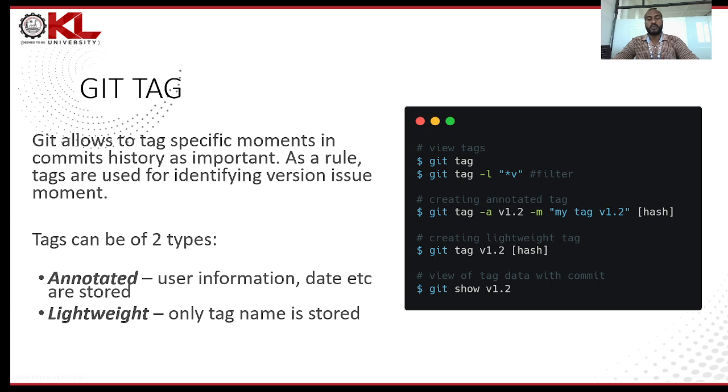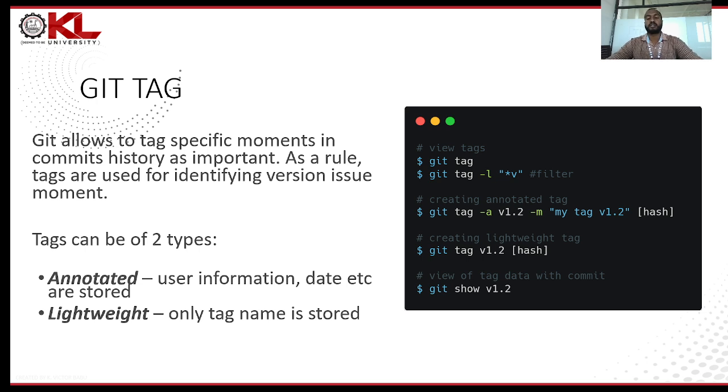So there are two categories. One is annotated and the other is lightweight. The main drawback of lightweight is that only the tag name is stored there. Whereas in the other one, we can store the user information, the data, and where and how it is going to be stored. Depending on our convenience and needs, we choose one of these two. Here I'll give you the list of commands for working with tags.